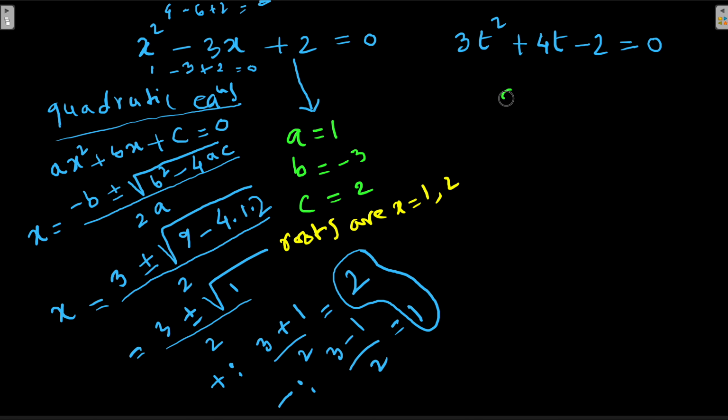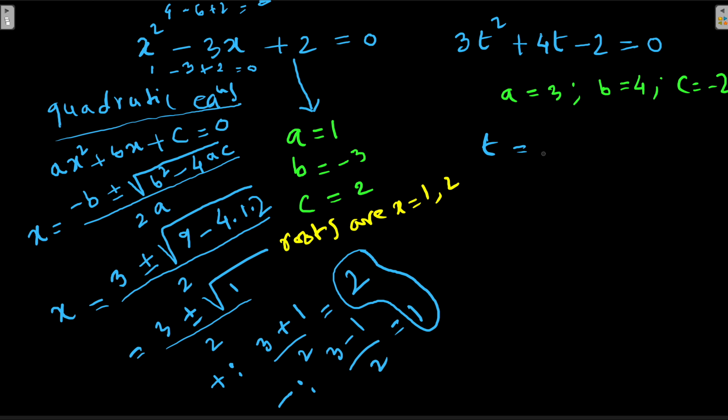A is what? Ax square, the coefficient of the square term, so basically a equal to 3. What is b equal to? B is this term, 4. And here c is actually minus 2. The numbers can be complicated. And then what is the value of t?